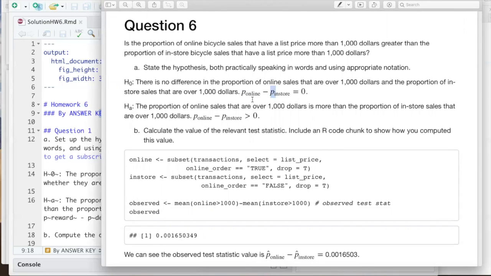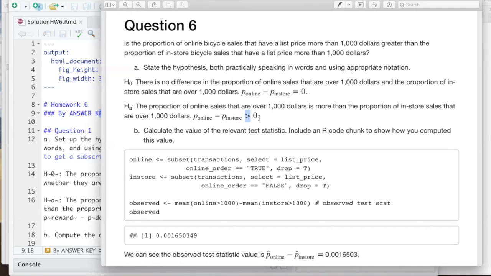So we state them with P, with some descriptive subscript, like P online minus P in store is 0. The alternative is that they think online sales are more, so this has a direction. We claim that this difference is positive, and we're going to have a one-tailed test in the end when we want to calculate the p-value.